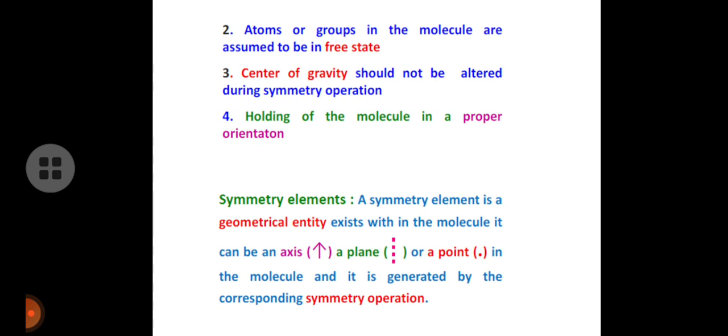Atoms or groups in the molecules are assumed to be in a free state. The center of gravity should not be altered during the symmetry operation, holding the molecule in a proper orientation.